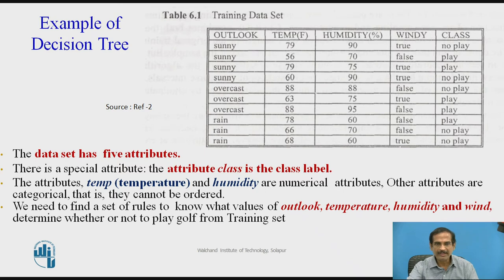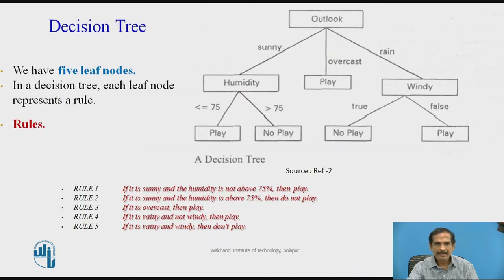An example of a decision tree is if we have a training data set which has 5 attributes. There are special attributes which are called class attributes. Some of them are numerical and others are categorical, as we have just seen. Then we plot a tree, and this tree will have 5 nodes. In a decision tree, each leaf node represents a rule. Here we are seeing that outlook could be sunny, overcast, or rainy, taking us to humidity, play, and windy. Thus, we discover rules. If it is sunny and the humidity is not above 75%, then you can go to play. So, generating such rules is possible from your decision tree.